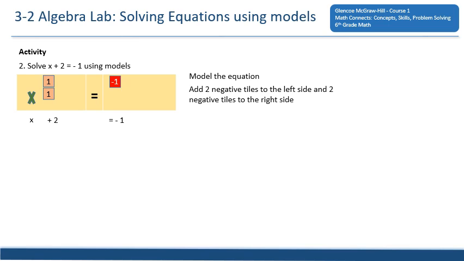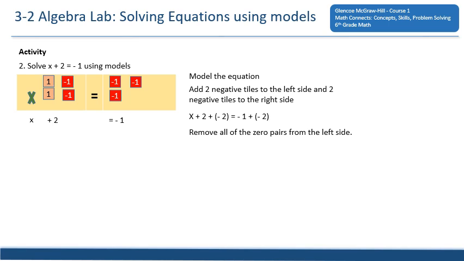So add 2 negative tiles to the left side and 2 negatives to the right side. And we're doing that because the goal is to get x by itself. In order to get rid of those 2 positive tiles, we have to add 2 negative tiles so that they zero out. And then you'll see that we have x plus 2 positive tiles plus 2 negative tiles equals 1 negative tile plus 2 negative tiles.